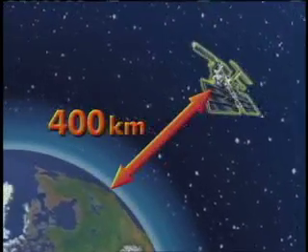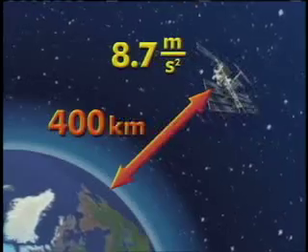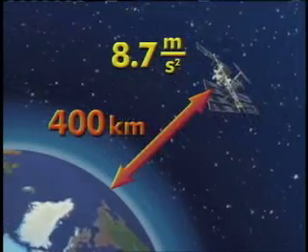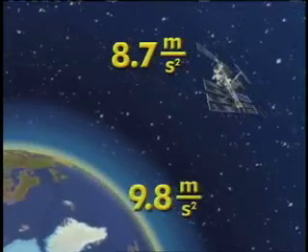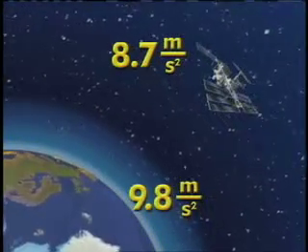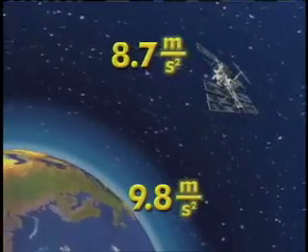For example, Dr. Crouch indicated that the gravitational acceleration 400 kilometers above the Earth's surface is 8.7 meters per second squared, compared to the gravitational acceleration at the Earth's surface, which is 9.8 meters per second squared. Notice that the unit of measurement is the same for both numbers.